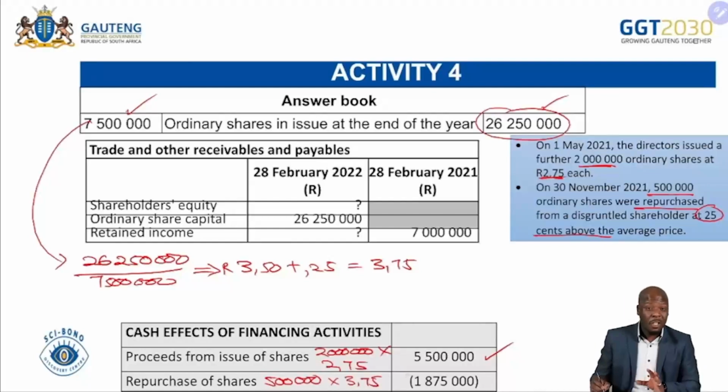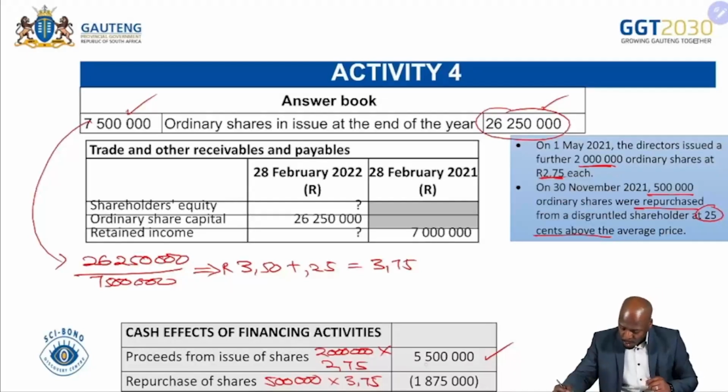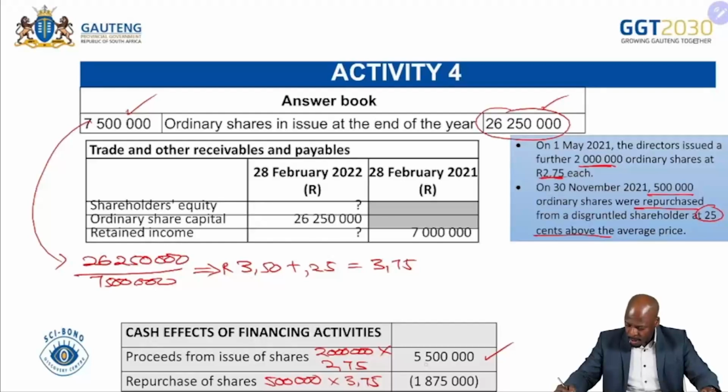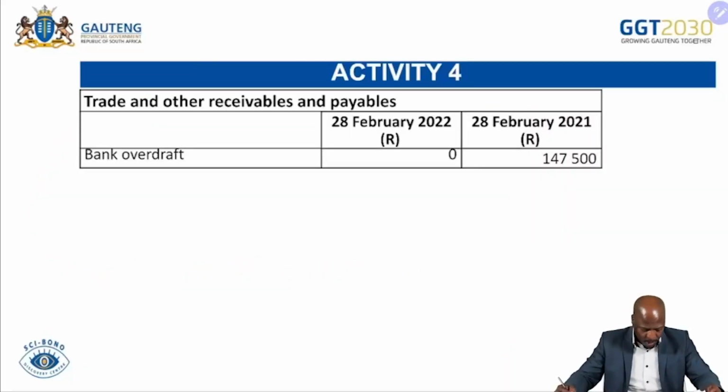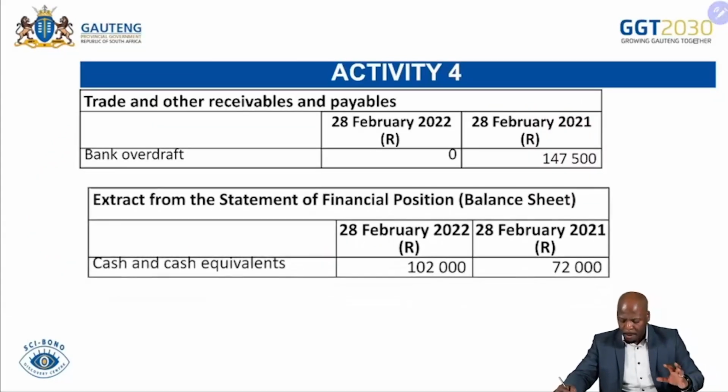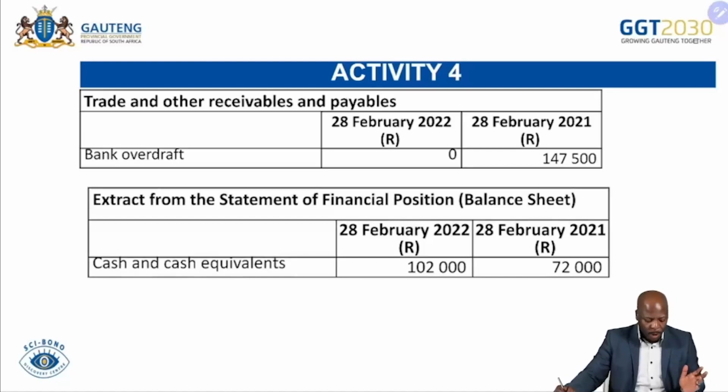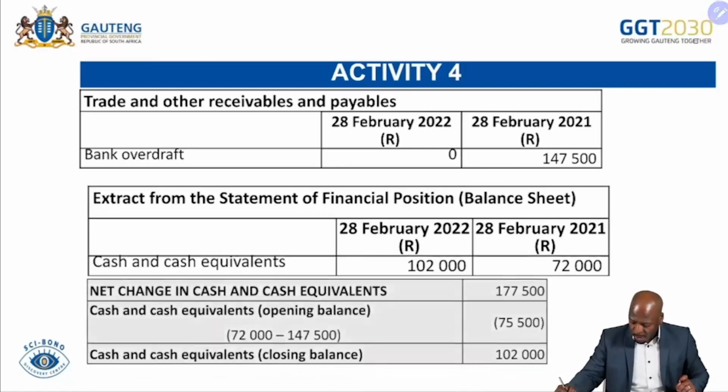This was a very interesting question. Okay, very, very interesting question. All right, I want us to look at the next aspect in this cash flow statement. The next aspect that the Gauteng paper brought was the calculation of the net change in cash and cash equivalents, which I know most of you have a problem with. Let's see how could that be done.